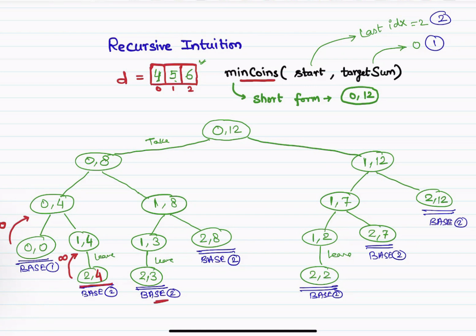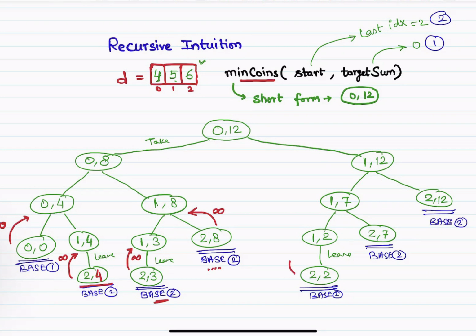Coming back here, we are at index two. We are looking for three and value present is six. So it cannot be made. So let's choose to return infinite. Same way, come to base case two here. At index two, if we are making eight, it will be impossible to make. So we should return infinite here also.